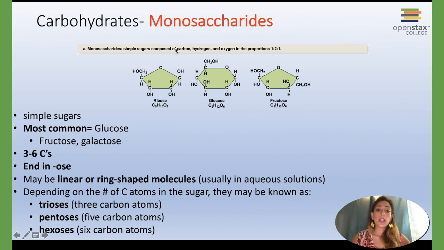Monosaccharides are formed from 3 to 6 carbons. If it ends in OSE, then it's usually going to be a monosaccharide. It could be linear or it can be ring-shaped molecules. Depending on the number of carbons is what it can also be called, such as a tri, which is 3. So a triose is a 3 carbon atom sugar, pent is 5, pentose, and hex is 6, hexose.